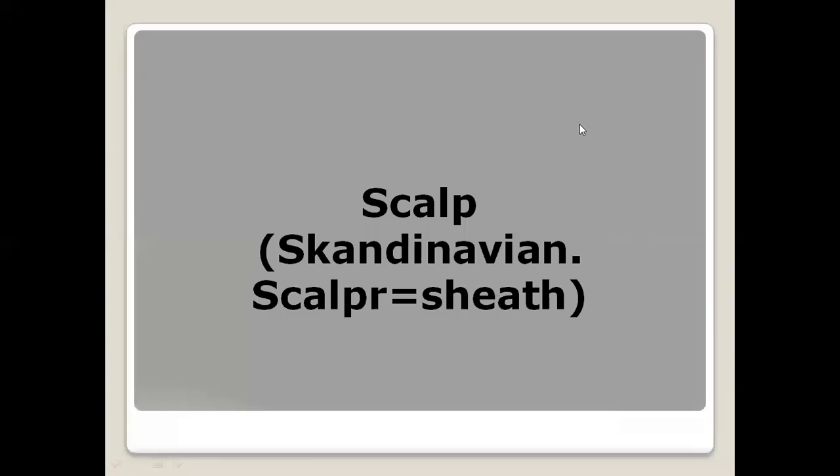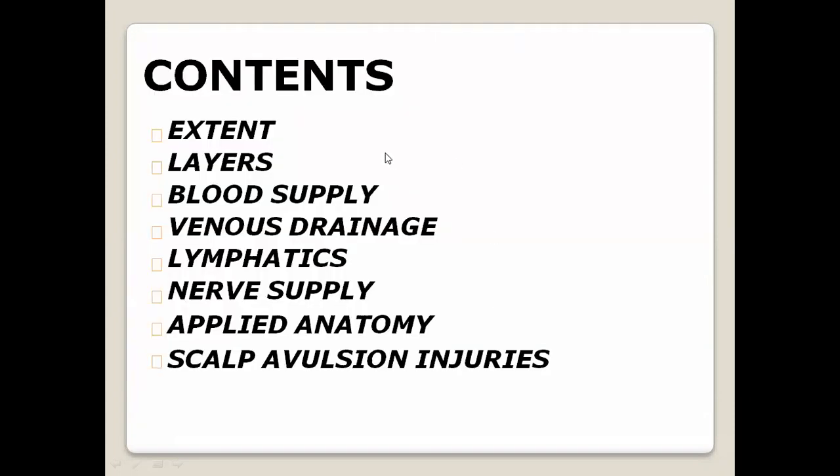Okay. So now we are going to see the scalp. Scalp is a term derived from a Scandinavian language. It is called sheath. Scalper equals sheath. So we are going to see under the following headings: the extent of the scalp, what are the layers, blood supply, venous drainage, lymphatics, nerve supply, applied anatomy, and scalp avulsion injuries.